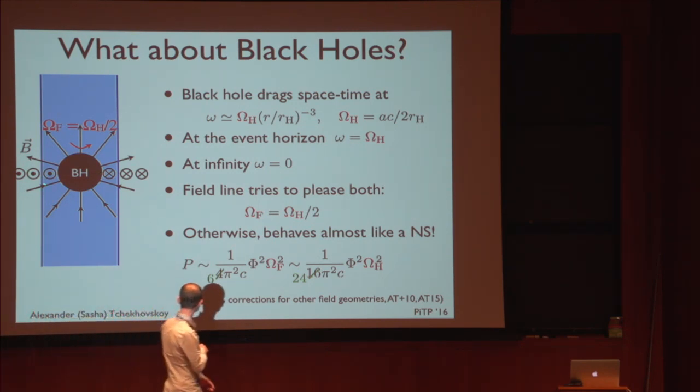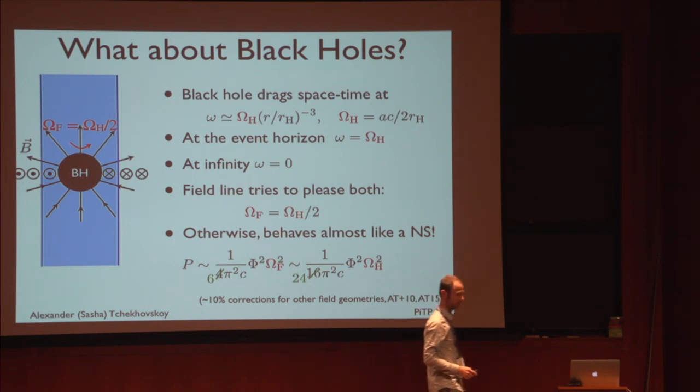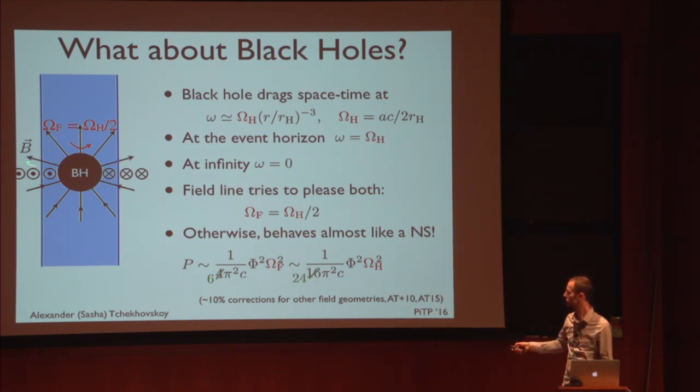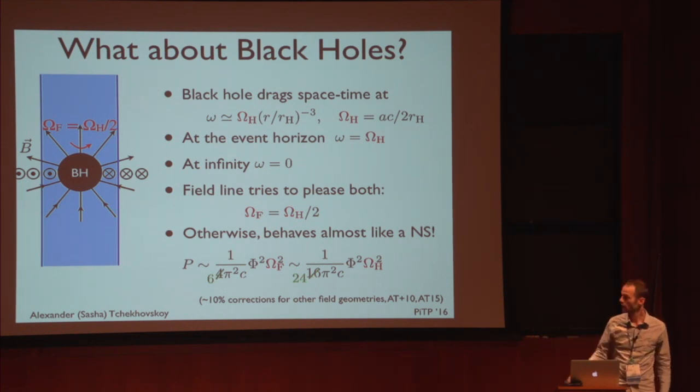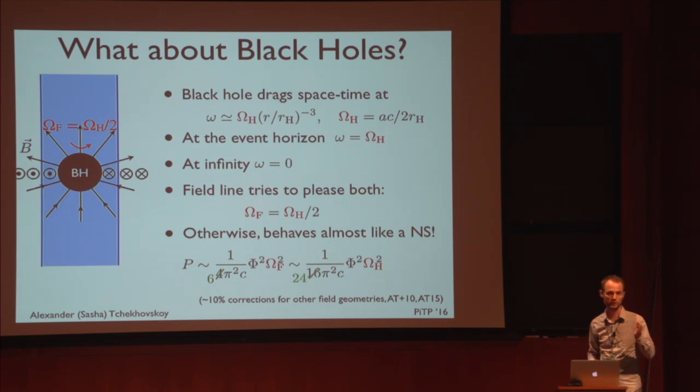So let me go back to this problem of black holes having no magnetic flux. Because if I were to leave the black hole with this current sheet like this, what will happen is that the current sheet would reconnect, and the magnetic field would fly away, and we will end up with a black hole without any magnetic charge, as the no-hair theorem stipulates.